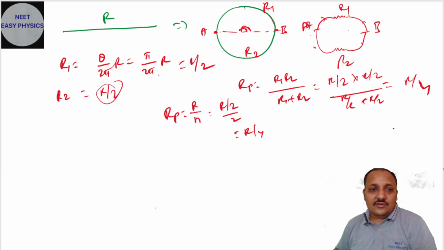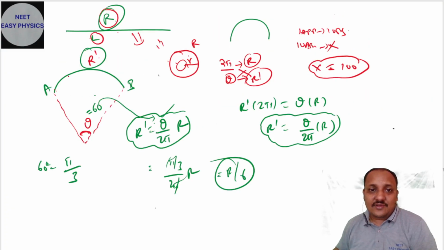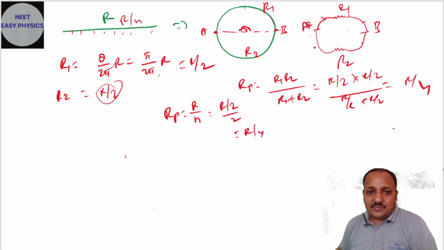So in this you got 2 points. One is if a resistor is divided into n equal parts, each resistance is R by n. And if a resistor or wire is going to bend in the form of an arc shape, then this formula you will use many times. So for theta angle, how much is the resistance? Okay, you can try this problem.